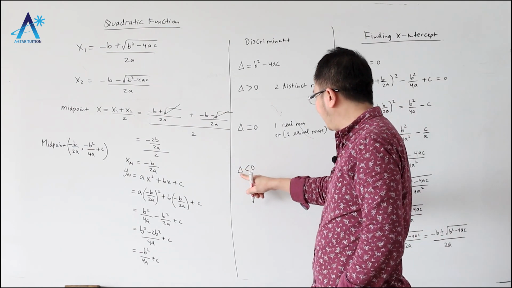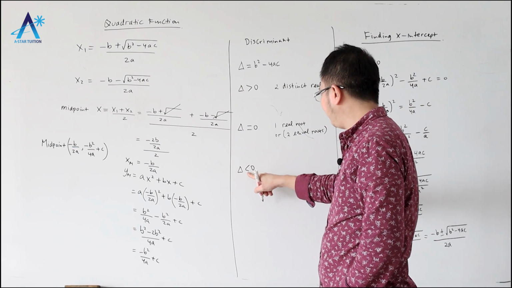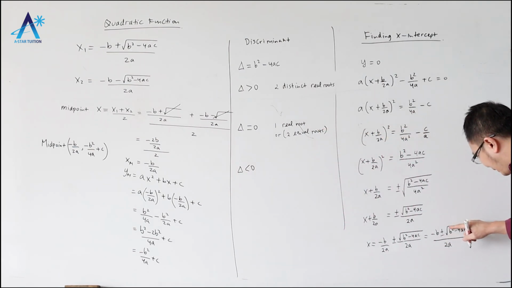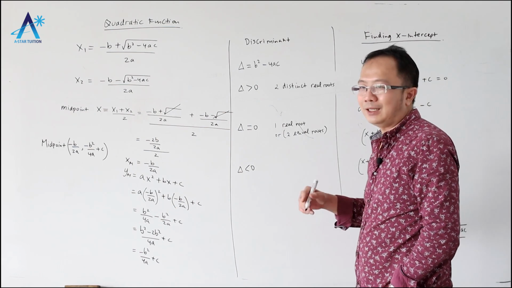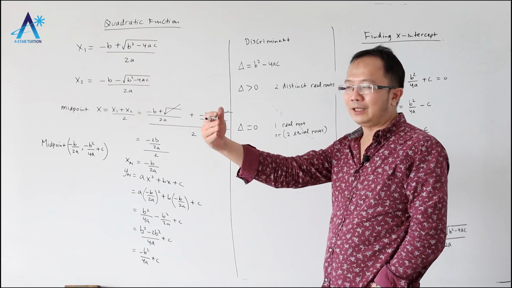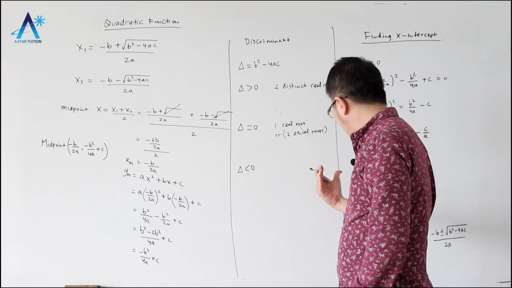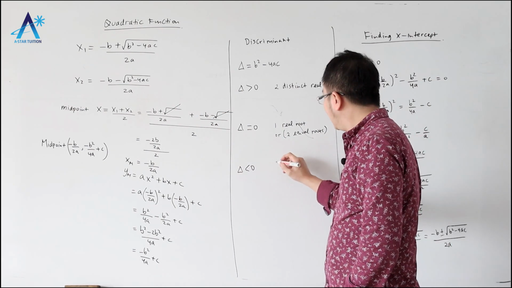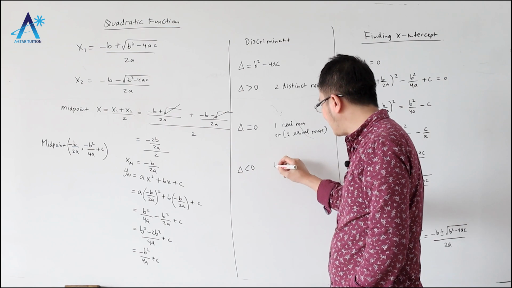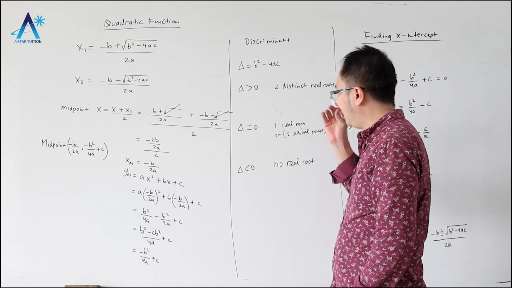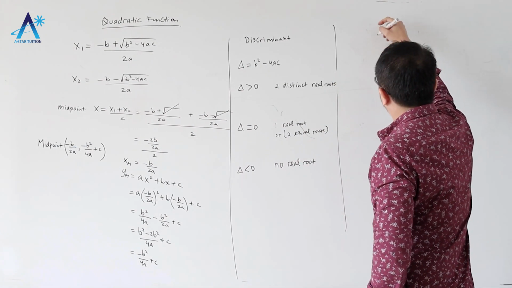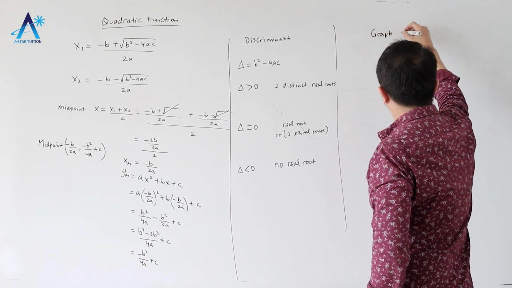Now, when the value of the discriminant is negative, so this whole term inside the square root is negative, then there is no real root, because the square root of a negative value is not a real number. Okay, you will learn it further in complex numbers, which involve the so-called imaginary number. So the conclusion is no real root.